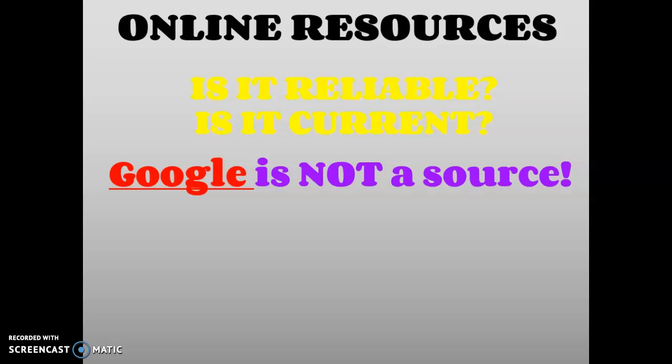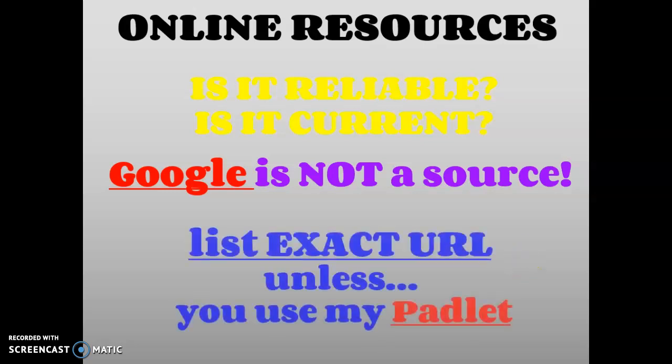Click on the picture, for example. Go to that exact picture. That's the URL I'm looking for. Or open up the link, and that's the URL I'm looking for. Okay? So you need to list the exact URL unless you use my Padlet.